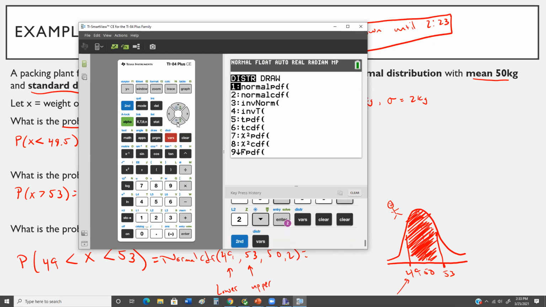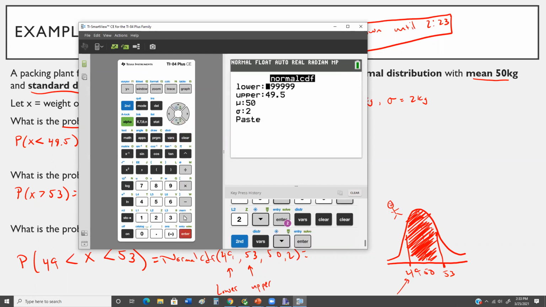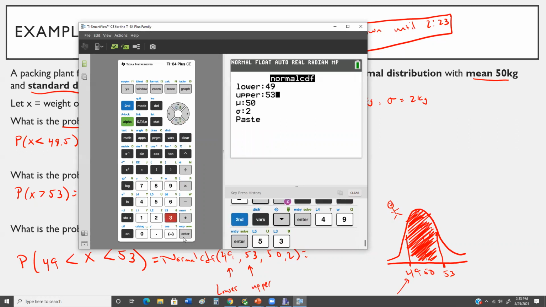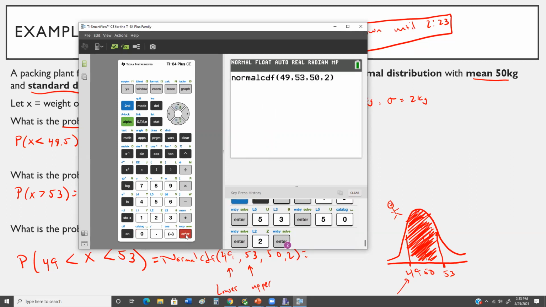So second function distribution, you're going to go normal CDF. So it's 49 to 53, 50, and then 2. And you should get this: 0.6247 when I round to 4 decimal places. So 0.6247.